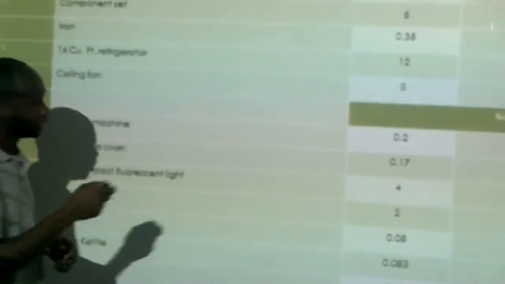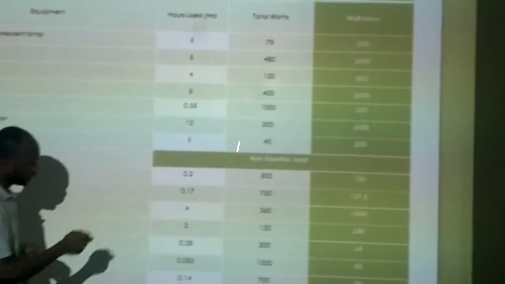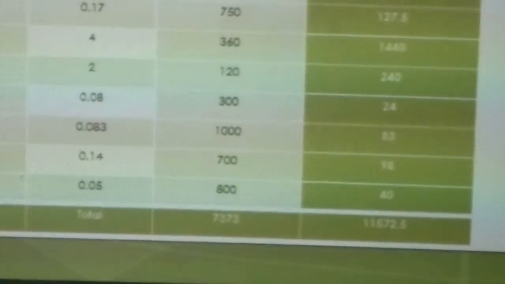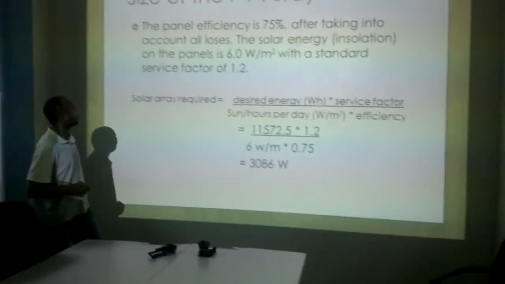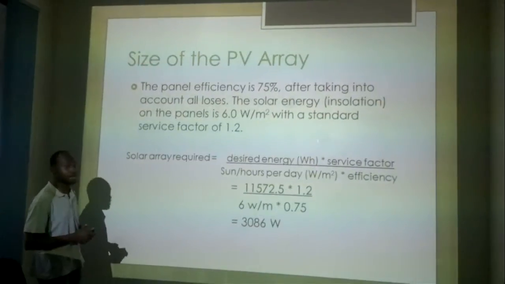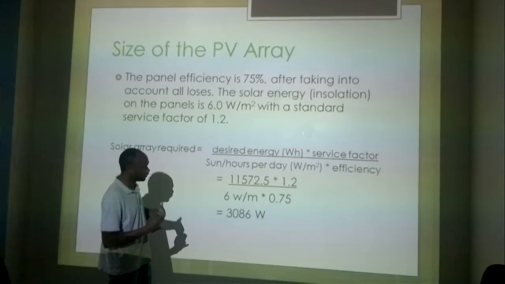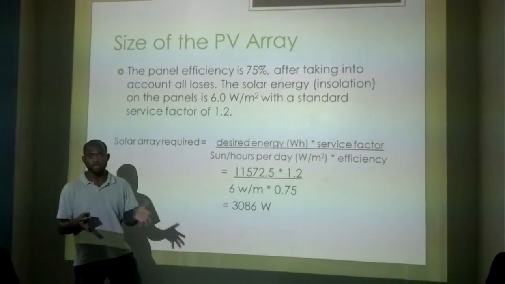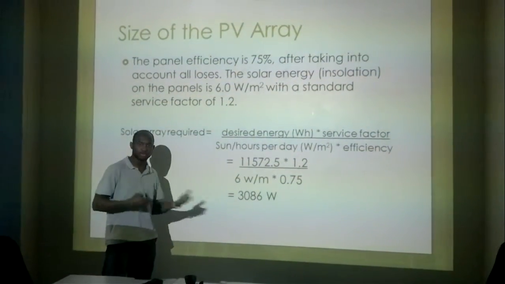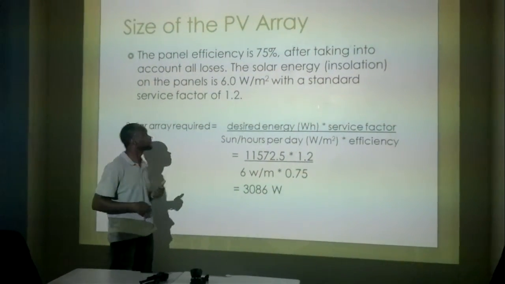Now, when we added all the power for the day, we get a total of 7,373 watt, and the watt hour is 11,572.5 watt hour. Now, in order to size the PV array, the panel efficiency is 75%. This efficiency is the rated efficiency of the panel, how much sunlight they can gather out of the total sunlight that will be coming into the panel.